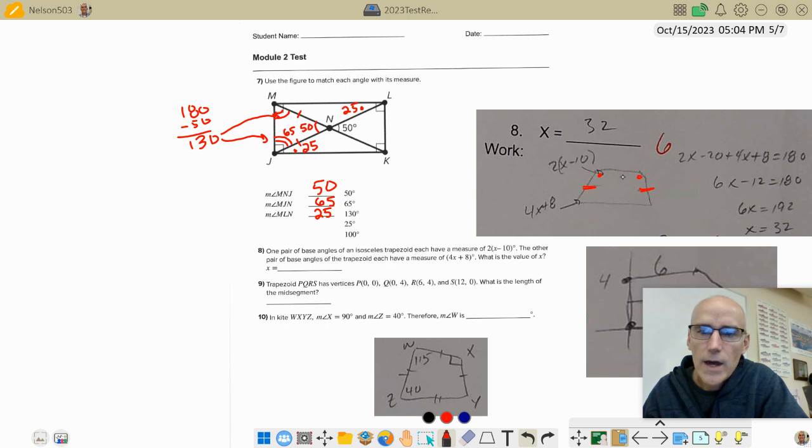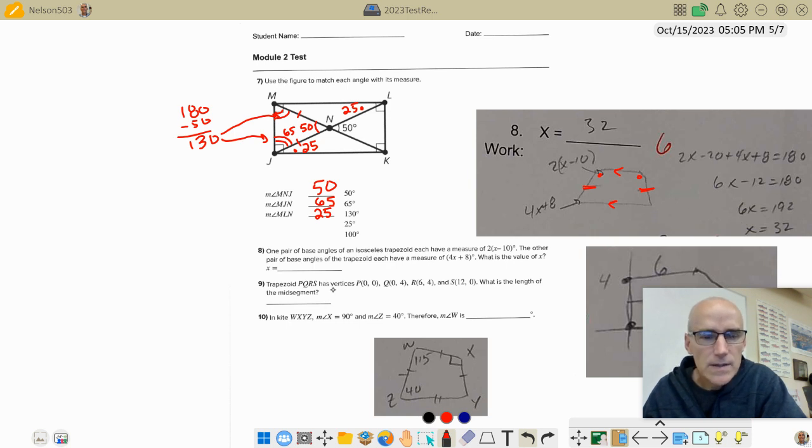So you could add them all up and set equal to 360, or you could add up 2 of them and set equal to 180, because consecutive angles in a trapezoid are supplementary because they're same side interior angles between parallel lines. So I added them up, set equal to 180, and then did my algebra. I got 32 for x.